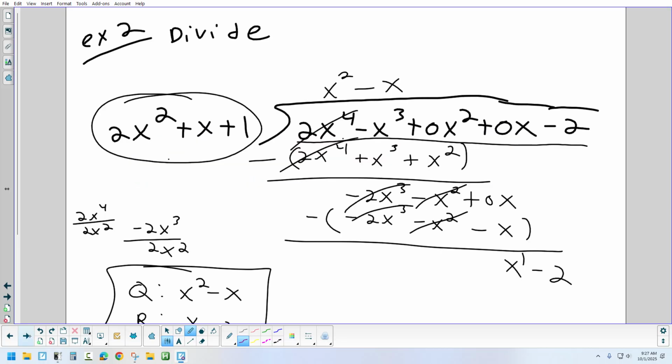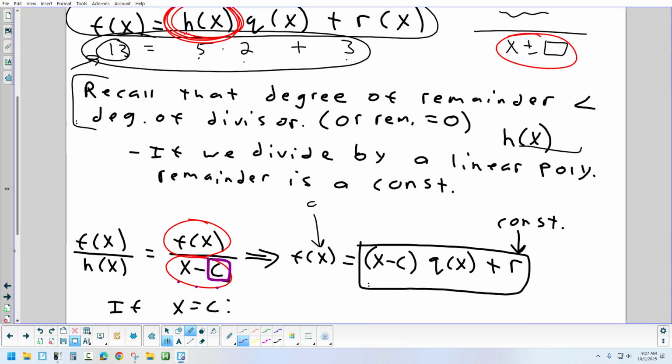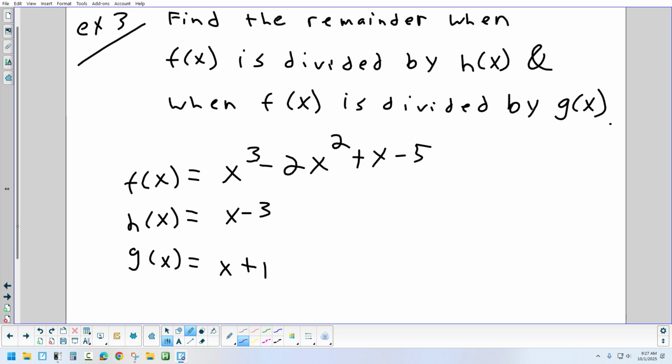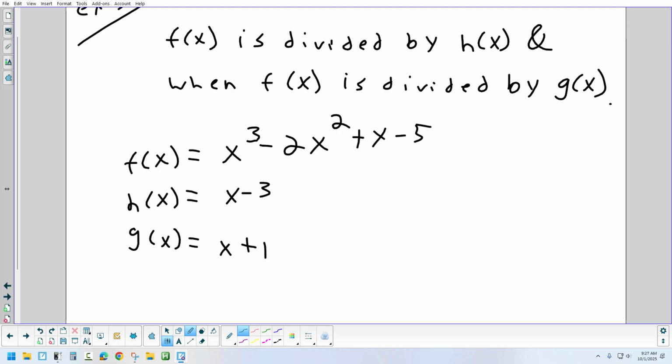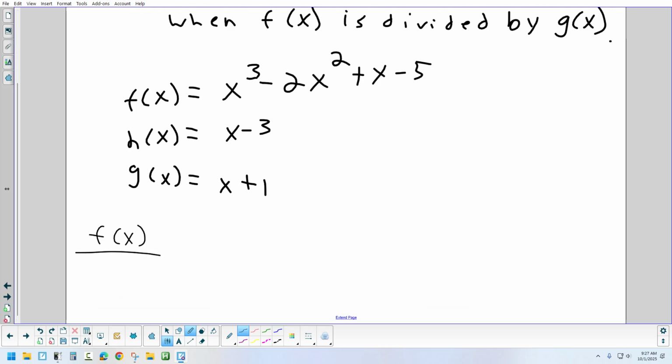So any question on the advantage of the remainder theorem? Okay, so now we're going to just find a couple remainders. Two different problems. I'm going to reuse the same numerator in each problem, but the first time I'm going to divide by h of x, and then the second time, separate problem, I'll divide by g of x. So let's do f of x divided by h of x first. Let's do this one.